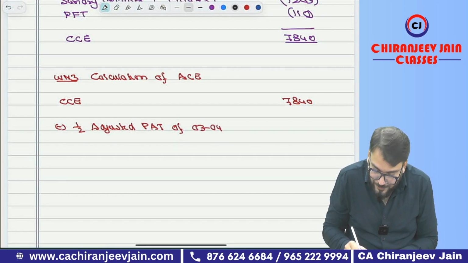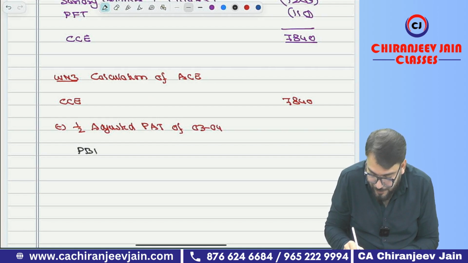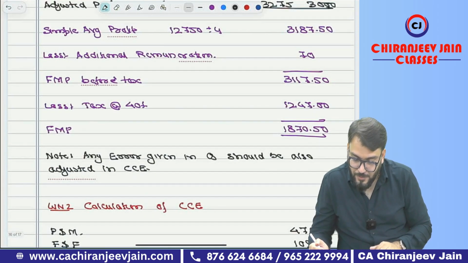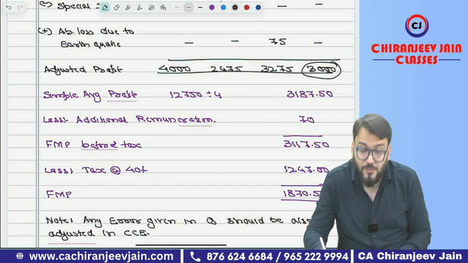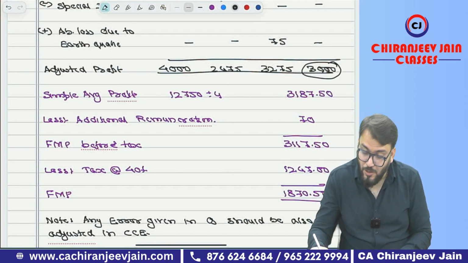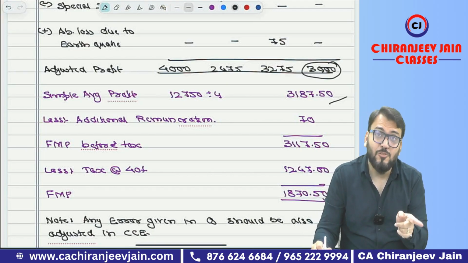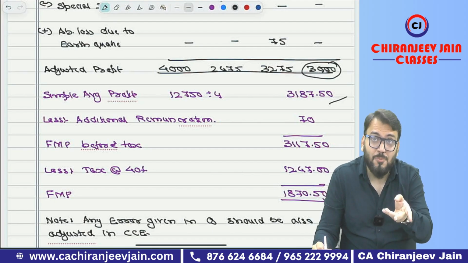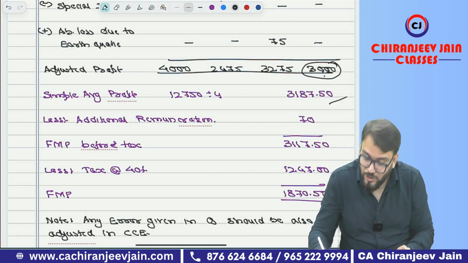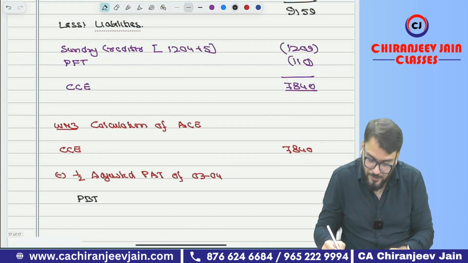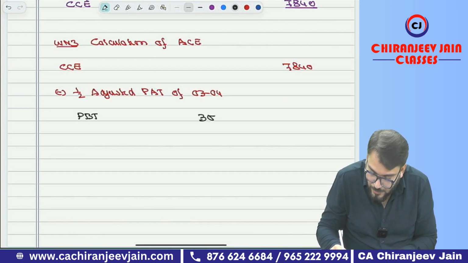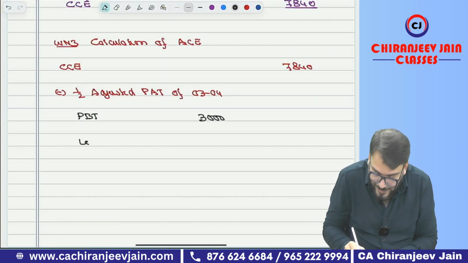So already PBT we have calculated. Adjusted PBT is how much? Adjusted PBT is 3000. So we'll consider this now 3000. Now don't take average profit. In the last question there was only 1 year, so the average profit and adjusted profit were the same. So here you will take 3000. Now from this, less tax.